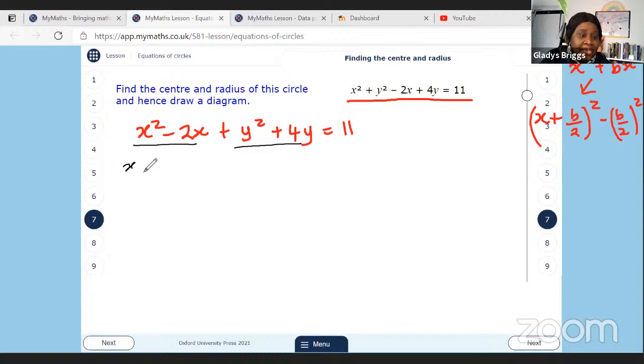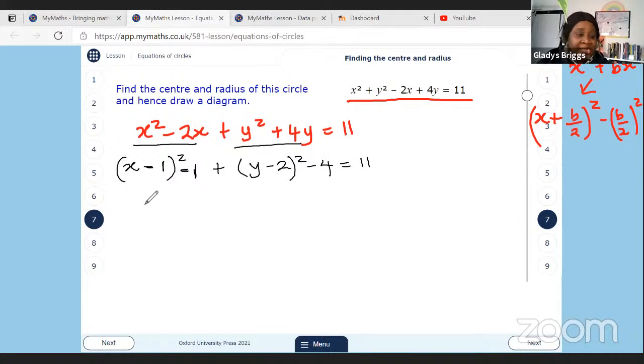for this one we would have x, what is b over 2? Minus 2 over 2 is minus 1, squared. So x minus 1 squared minus 1 squared, which is minus 1. And then we come to this side, plus y plus 4 over 2. 4 over 2 is 2, squared, minus 4 over 2 squared. 2 squared is 4. Yeah, minus 4 is equal to 11.